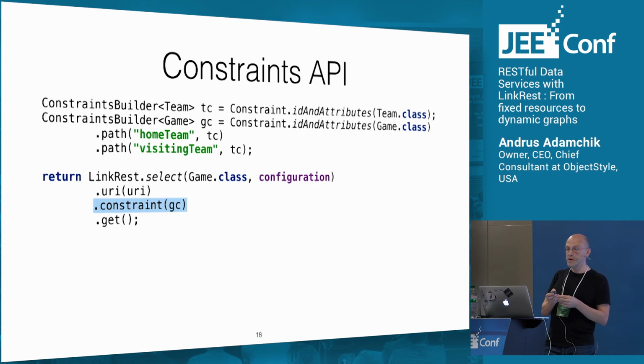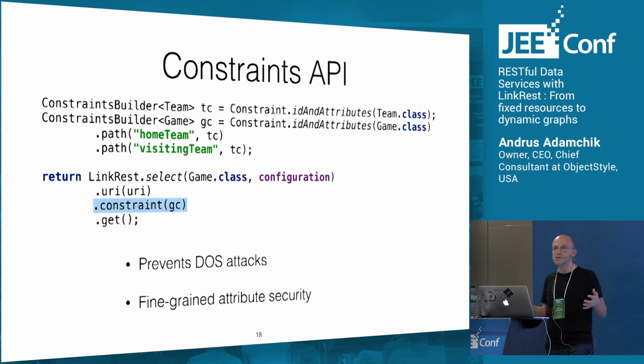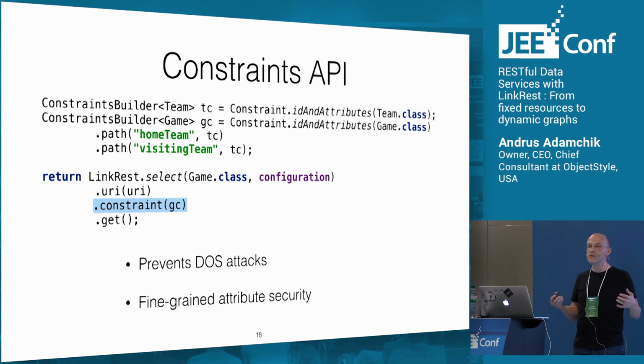We saw the constraints API, and the first goal is to prevent denial of service attacks, of course. But there's another goal, which is, I guess, much closer to the business value in your application. You can actually create fine-grained attribute security. Whatever authentication system you have is outside of LinkRest, but when you're inside your API call, you already know who the user is. You can check her permissions, map those permissions to a set of constraints, and swap constraint objects depending on who requested this object.